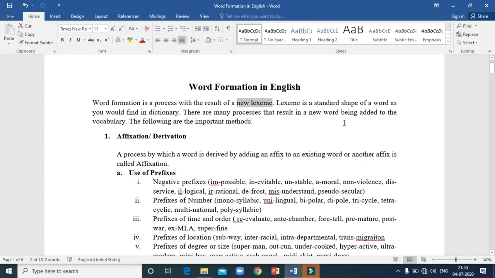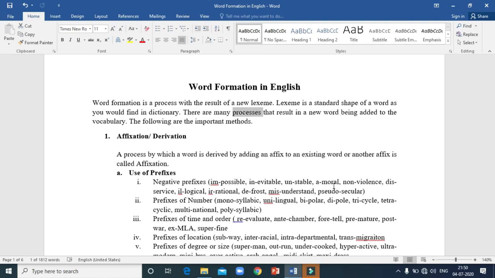For example, if you want to check the meaning of a word, let's focus on the word processes. You look that up in a dictionary. You won't be able to find processes, but you will be able to find process. So that is the standard shape of that word. So that is actually the lexeme which you can find in a dictionary.